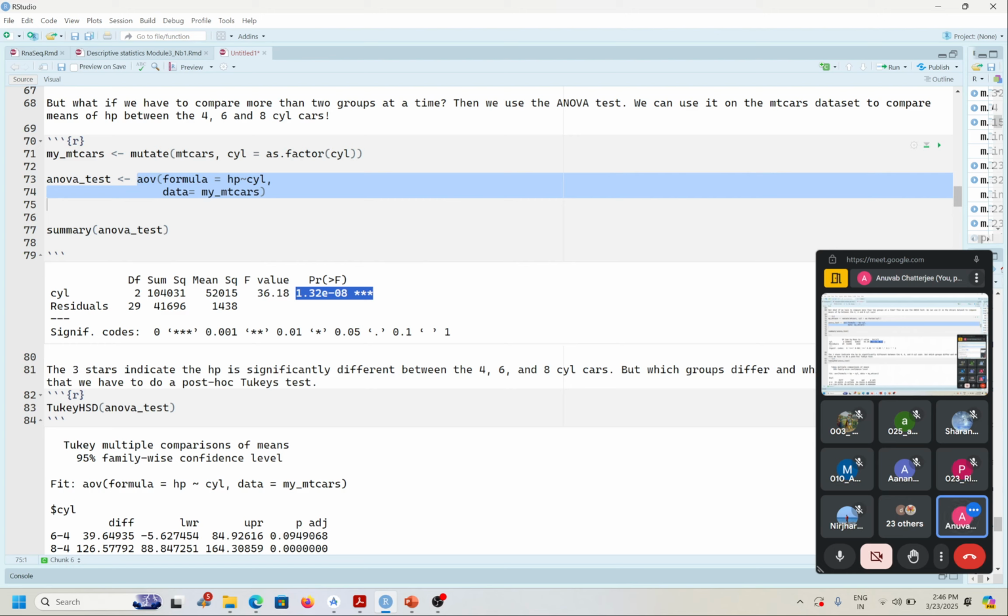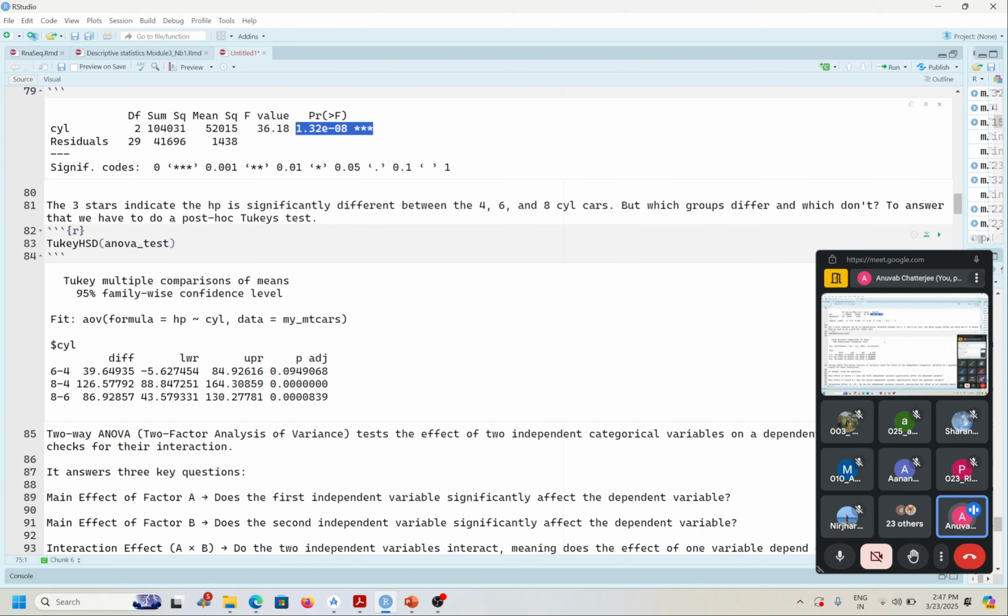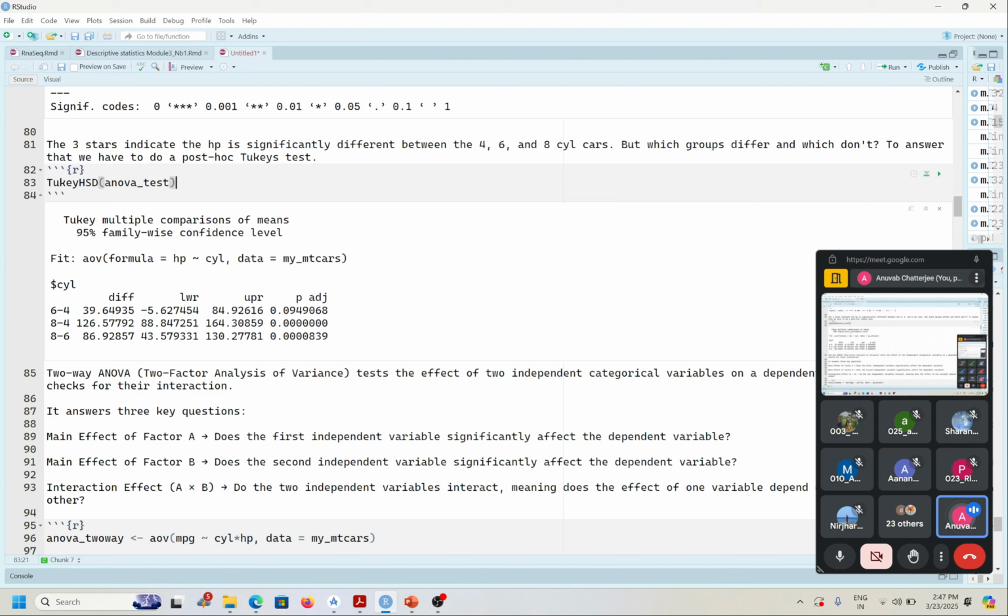But as I said, ANOVA only tells you if two of them are separate. So it could be 3 groups that you're comparing, 10 groups or 50 groups, but it will not tell you which groups are exactly different. In order to do that, you have to do something called a post hoc test. So we use the Tukey post hoc test, and it was very simple to run, and we saw that it gave us separate pairwise p-values for all the different groups that we are dealing with.